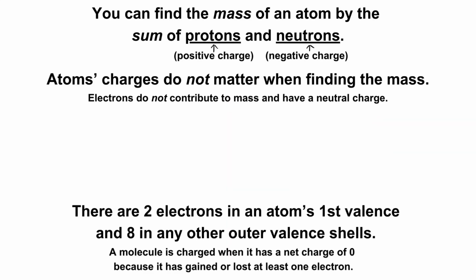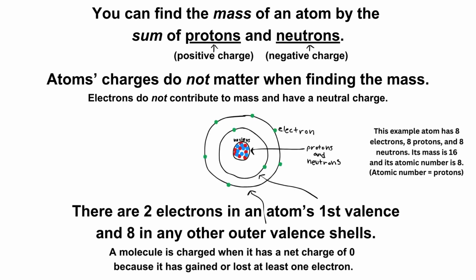Let's go. You can find the mass of an atom by the sum of protons and neutrons, but their charges don't matter when finding the mass. There are 2 electrons in an atom's first valence shell and 8 in any outer valence shells. A molecule is charged when it has a net charge other than 0 because it gained or lost at least 1 electron. This example atom has 8 electrons, 8 protons, and 8 neutrons. Its mass is 16 and its atomic number is 8.